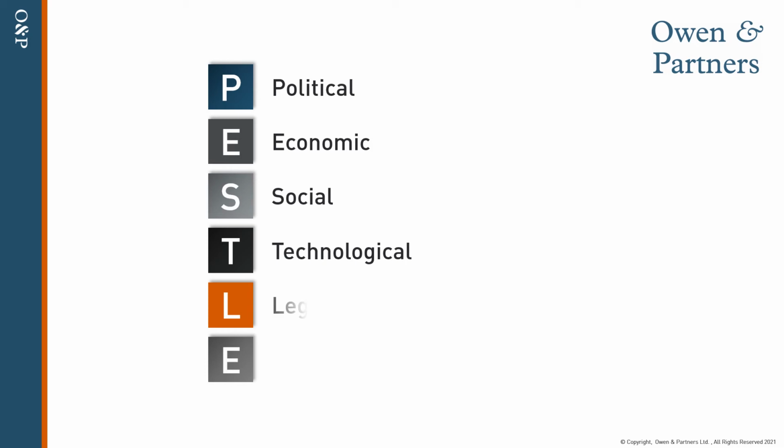Next up we have legal, where we would typically look at things like employment law, IP protection, health and safety, and environmental legislation. And finally, we look at environmental factors like sustainability, carbon footprint, waste management, recycling, and climate.